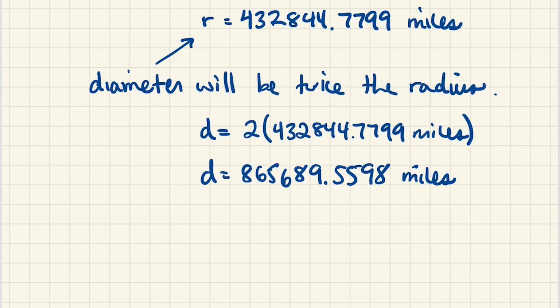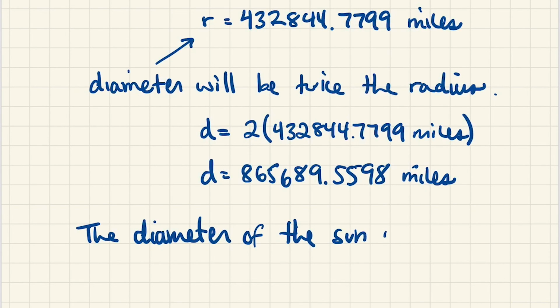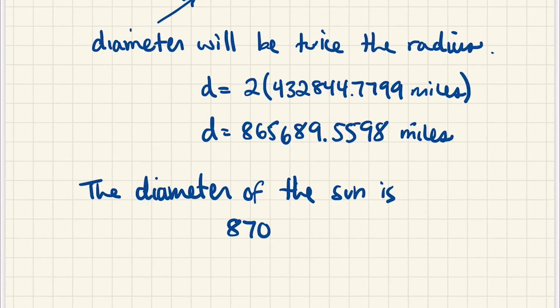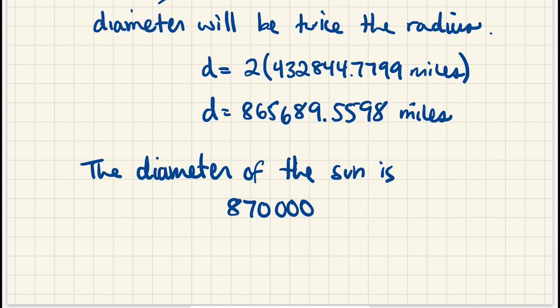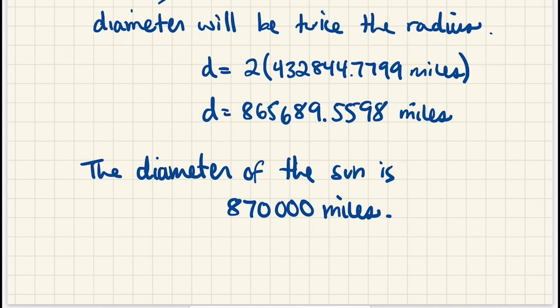But that's way too precise for the measurements that were given, so we should round this to 2 significant figures. So we'll just say that the diameter of the sun is 870,000 miles. And the diameter of the sun is 870,000 miles. Yeah, I just said that.